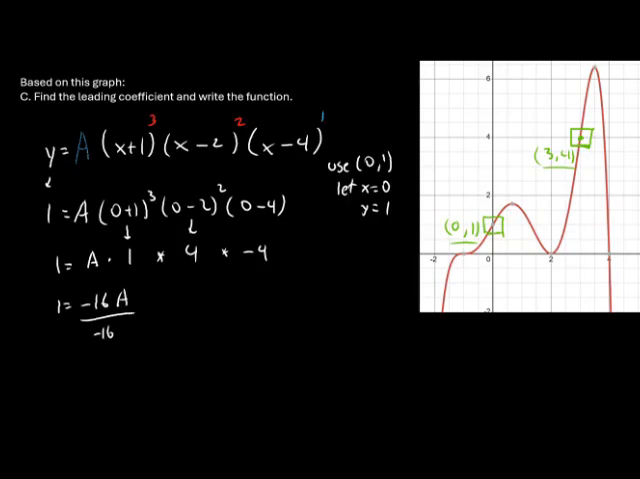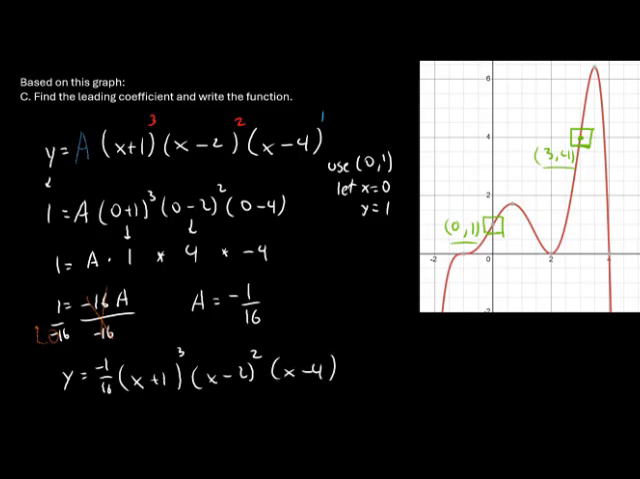Then we divide both sides by -16, which means that we can cancel out the -16 on the right, and we can say that a equals -1 over 16. Noting that we don't have to write that negative on the bottom, we could take that negative out to the left side and stick it in front of this fraction. Now that we know that a is -1 over 16, we'll have y equals -1 over 16 times each of our terms. x plus 1 to the third power times x minus 2 to the second power times x minus 4 to the first power. This will be our completed polynomial.